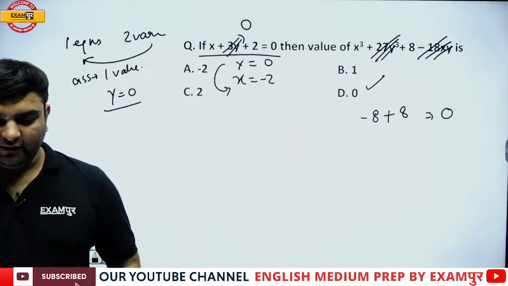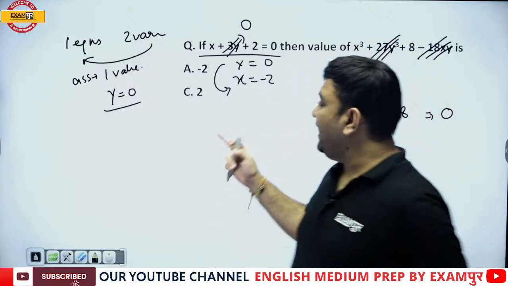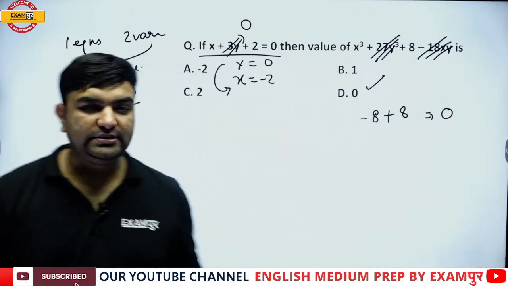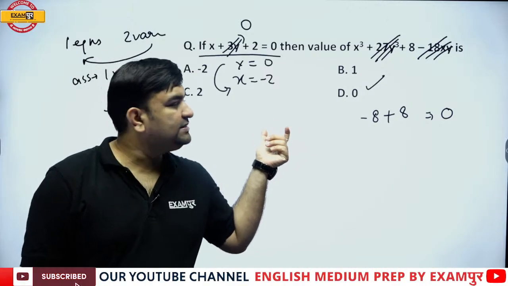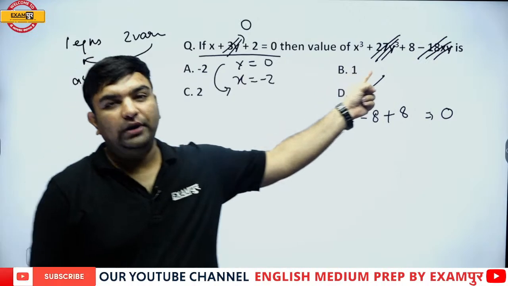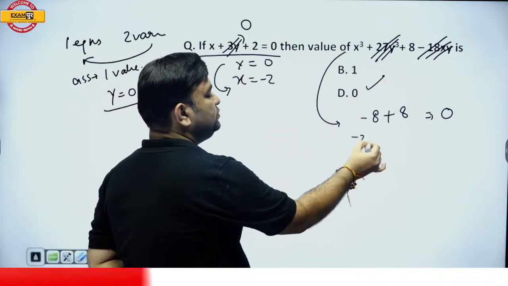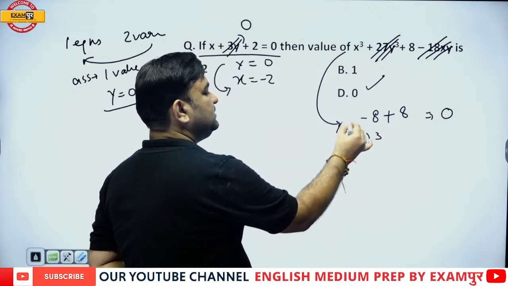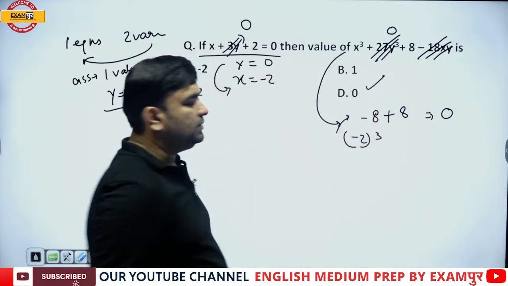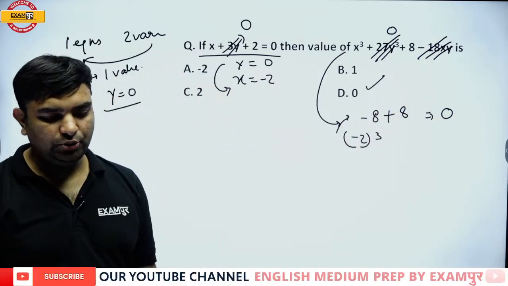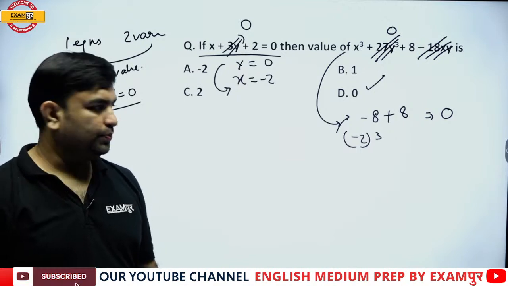Yeah, very well said. So, if I put y equal to 0, x is coming out to be minus 2. On putting x equal to minus 2, it is coming minus 8. This is 0. This is plus 8. So ultimately the answer is 0.